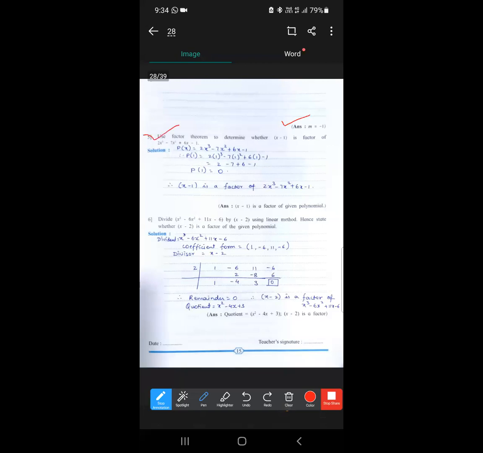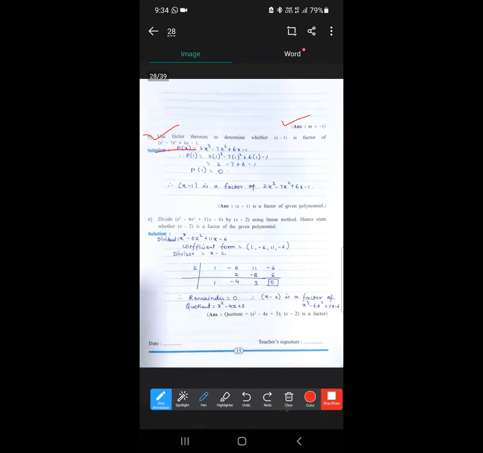That means here you have to use only and only factor theorem. It is not that in the question they have given factor theorem and you are doing it by remainder theorem or the synthetic, then no, it will be wrong. Whatever they have asked, do it by that method only. So use factor theorem to determine whether x minus 1 is a factor of the given polynomial.